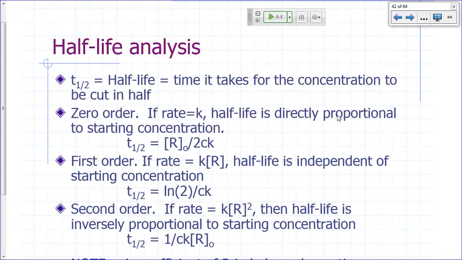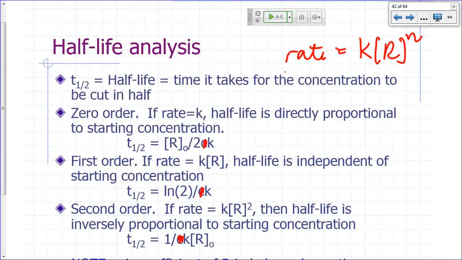Another way you can determine the rate law, for simple rate laws, if the rate is equal to k times just the concentration of R raised to the power n. We're just going to assume a coefficient of 1, so let's get rid of these. That's a coefficient in a balanced equation, so I'm just going to get rid of that.